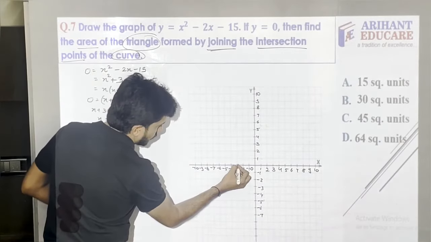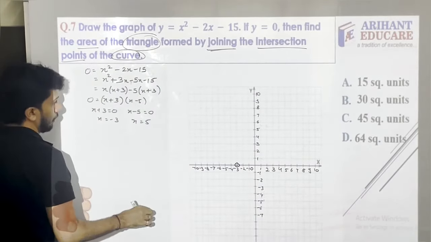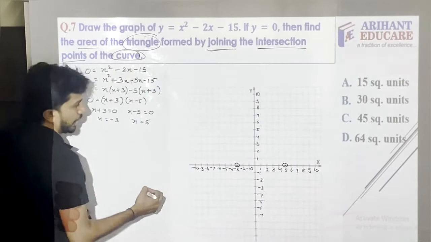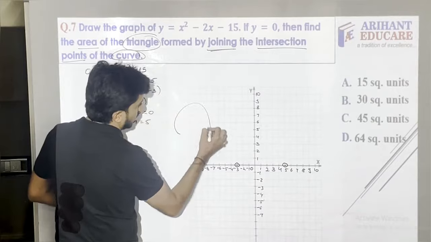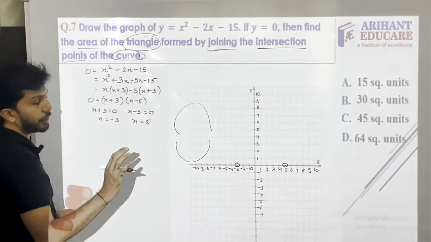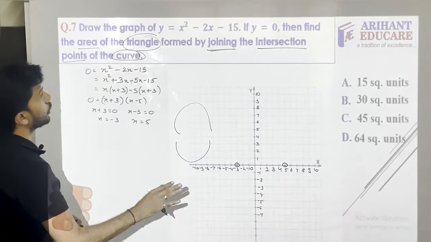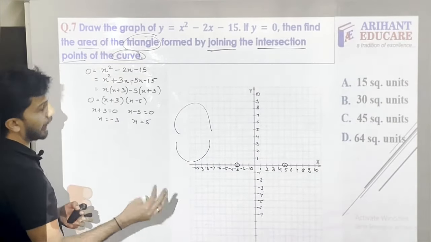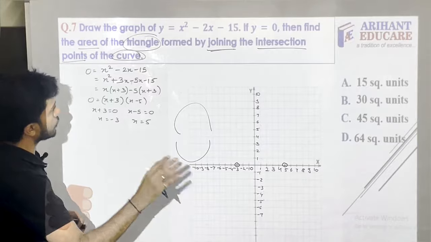So when x is minus 3, that means this is my first point of that triangle. x is 5, this is my second point of that triangle. So either my graph will go like this or my graph will go like this. These are the two options I have. Now I need to figure out the third vertex of the same triangle. How can we do that? How do we analyze the third vertex of this triangle?